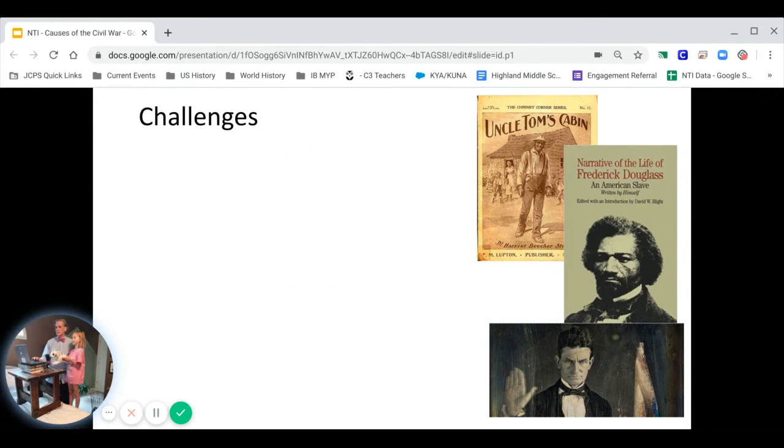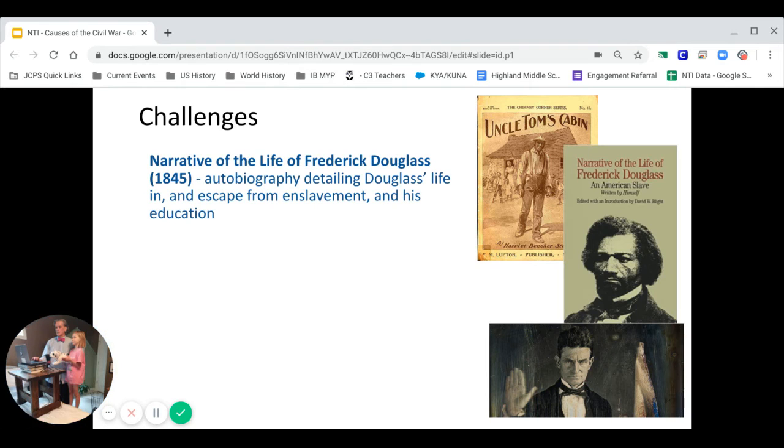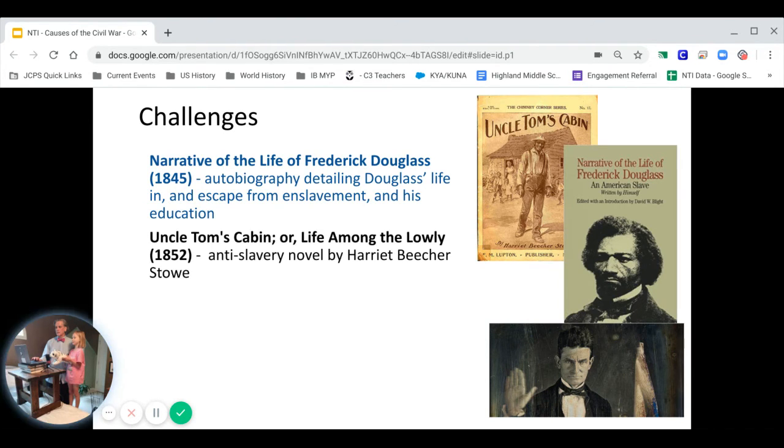Some more challenges in literature. You have the narrative of the life of Frederick Douglass being printed in 1845, which talks about his education and his escape from enslavement. You have Uncle Tom's Cabin, which is an anti-slavery novel. So, narrative of the life of Frederick Douglass is a true story. Uncle Tom's Cabin is not a true story, but it was written by Harriet Beecher Stowe, and because of its descriptions of slavery, it really helped propel the abolition movement.